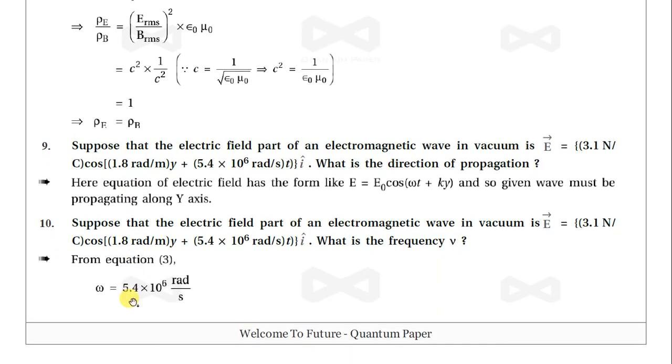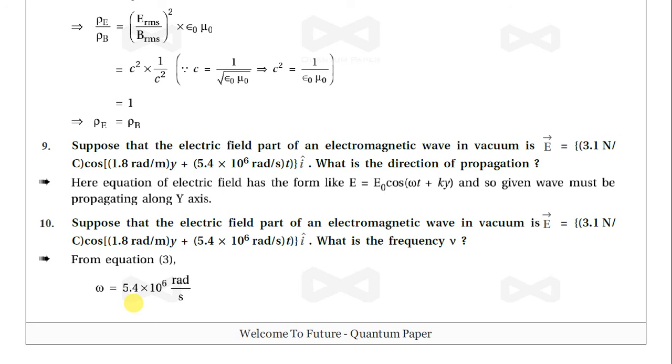Now see here, suppose the electric field part of the electromagnetic wave in vacuum is E equals 3.1 newton per coulomb cos (1.8 radian per meter y plus 5.4 into 10 raised to 6 radian per second t) into i cap. What is the direction of the propagation?